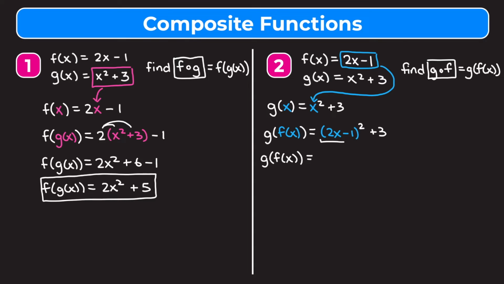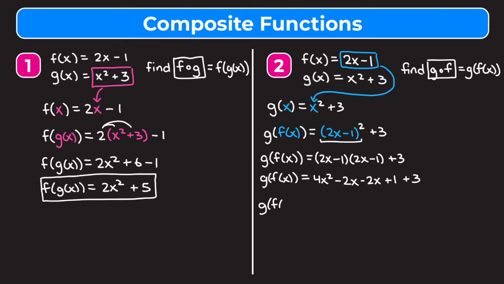and now remember, (2x minus 1) squared is not the same as (2x) squared minus 1 squared. We have to rewrite this as 2x minus 1 times itself, and then we're going to have to FOIL. So we want to FOIL 2x minus 1 times 2x minus 1. We multiply 2x by 2x to get 4x squared. We multiply 2x by negative 1 to get a negative 2x. Multiply negative 1 by 2x to get a negative 2x. Multiply negative 1 by negative 1 to get a positive 1. And then we still have this plus 3.